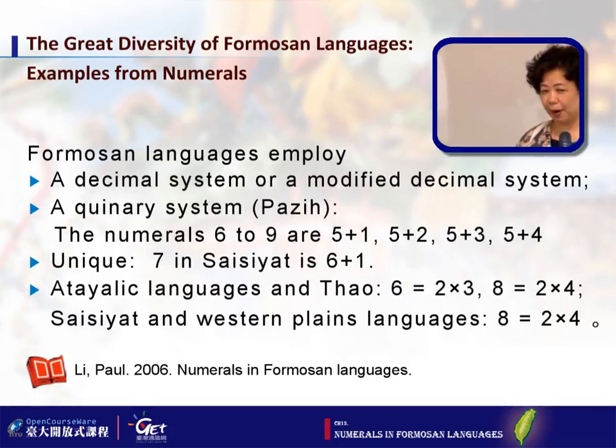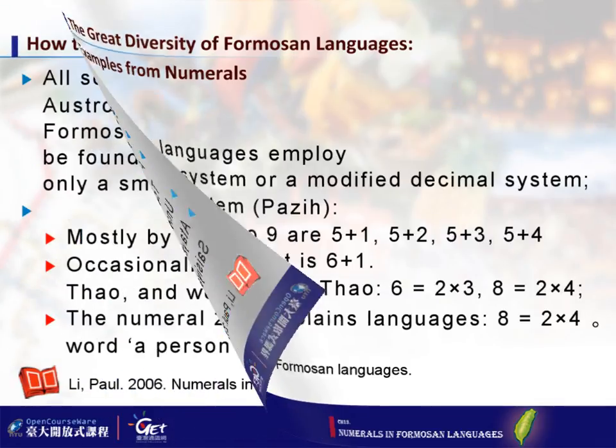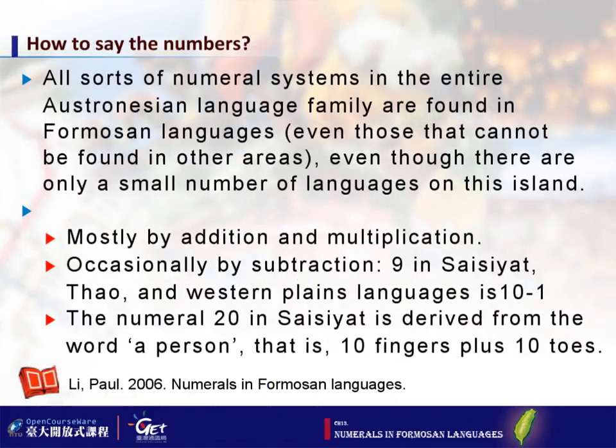There must be some borrowing or some influence from other languages, but we don't know why. Only in Sanxia, 7 is so unique as 6 plus 1. So how to say numbers becomes quite interesting, because you might want to see how these numbers are expressed in the Formosan languages. All sorts of numeral systems in the entire Austronesian language family are found in Formosan languages. As we said, there are altogether 10 branches and 9 are in Taiwan.